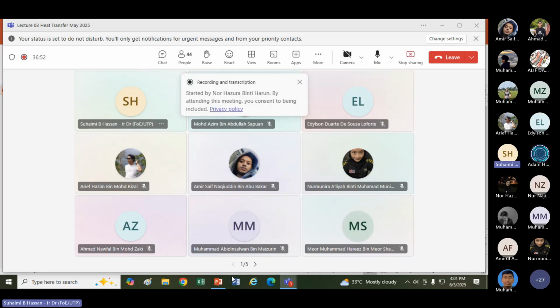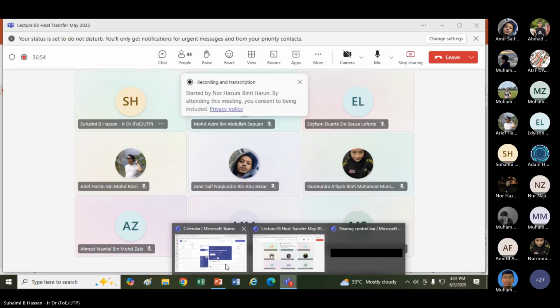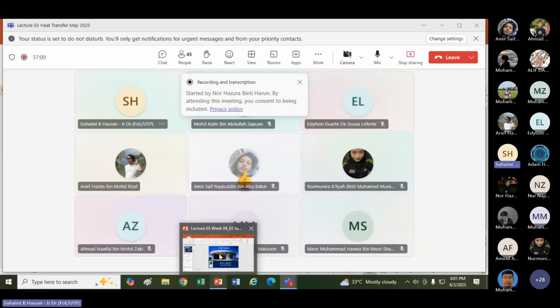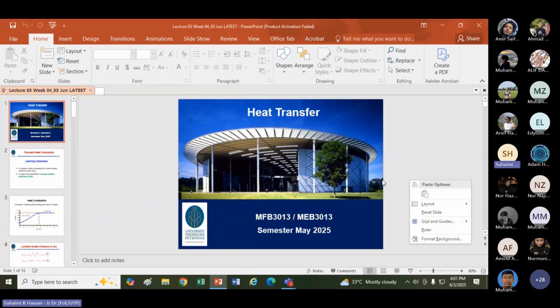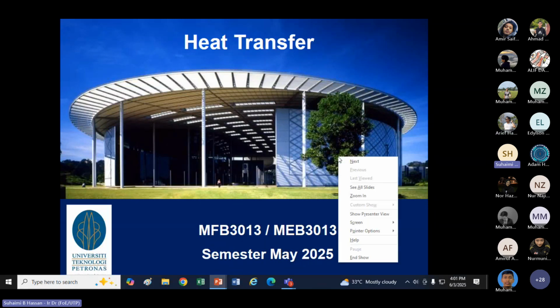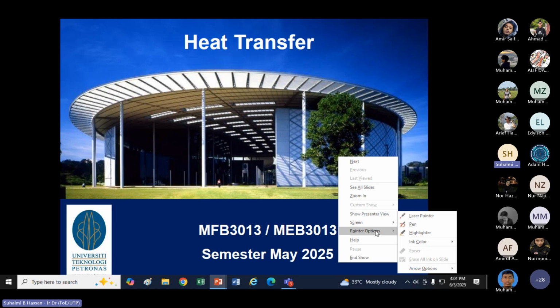Nak confirm dulu. Can you see the screen? Yes, sir, we can see. All right. Okay, I try to enlarge now. Okay, now it's a bigger screen. Yep. So can we start, guys? Okay, thank you very much.